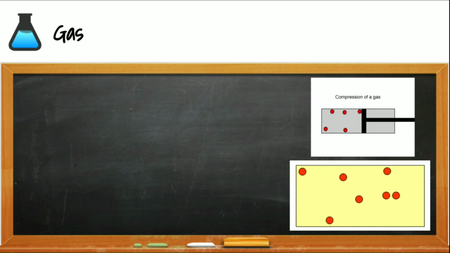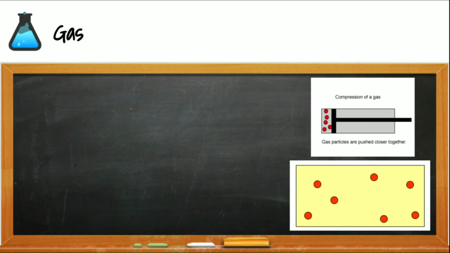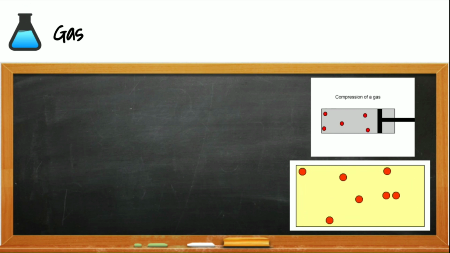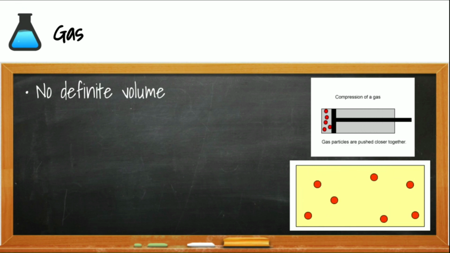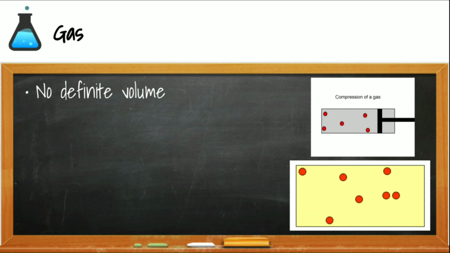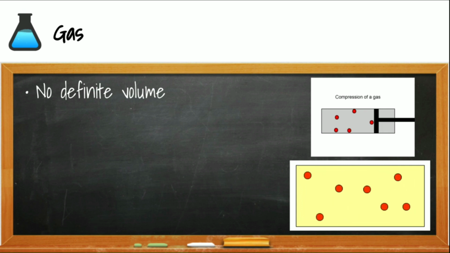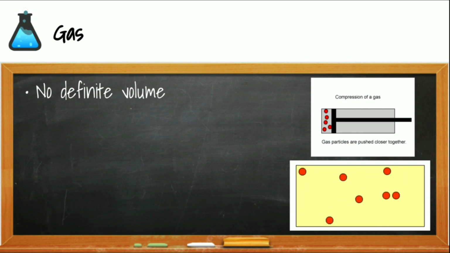Gases have the most kinetic energy. They are in constant random straight line motion, and they have no intermolecular forces holding them together. That's why gases have no definite volume. They always completely fill their container. Watch as this piston compresses on the gases. Regardless of where the piston is, the gases always completely fill the space they are allotted.